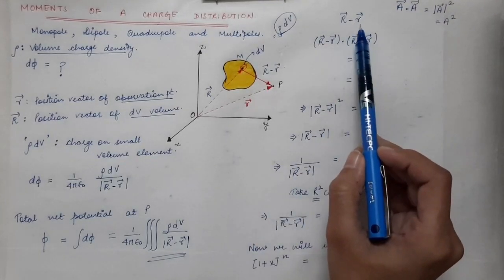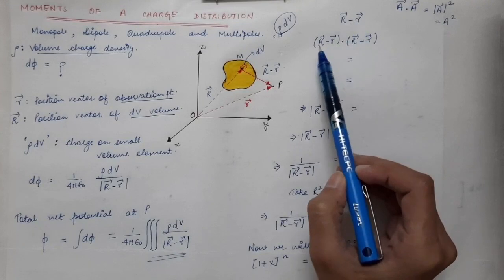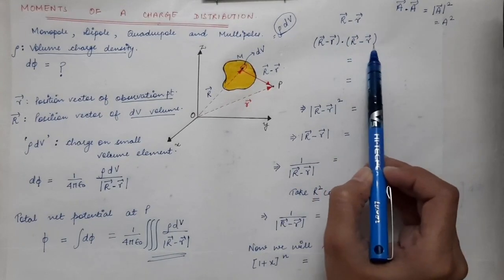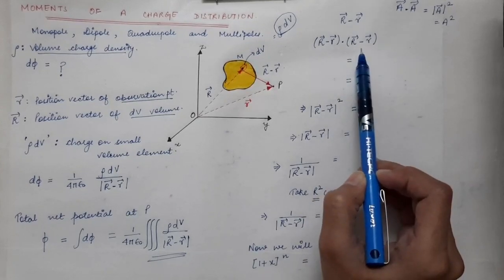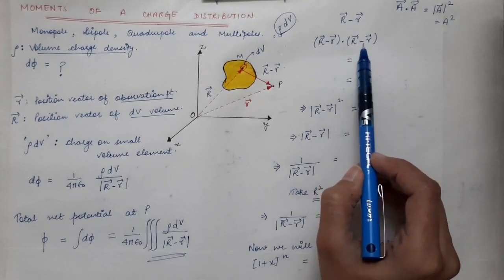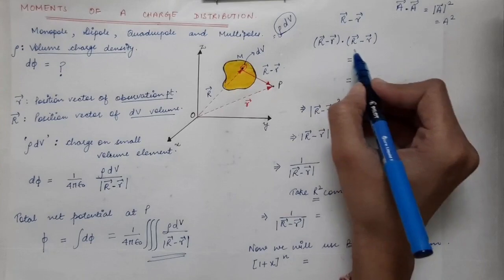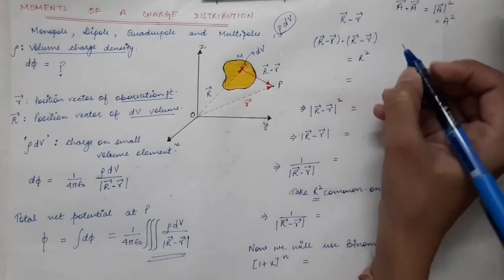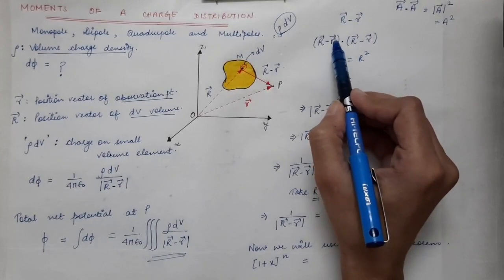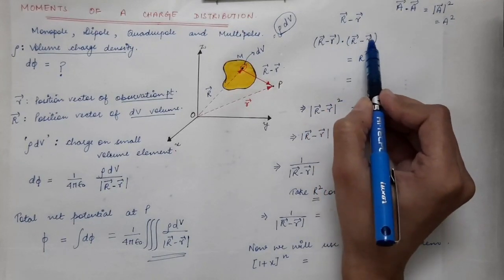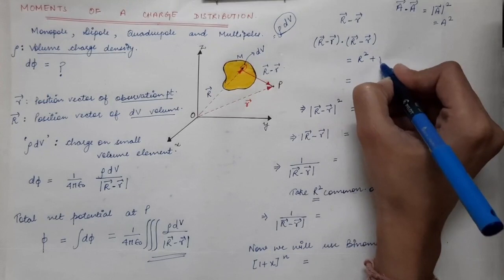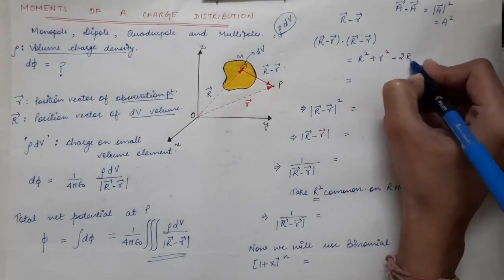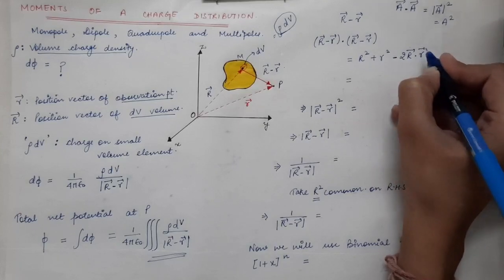So here also we are going to evaluate the same expression, R vector minus small r vector, and its dot product with itself. So on solving this dot product, you will get R vector dot product with R vector, which will be equal to R square. Then you will have minus of R vector dot product with minus of small r vector, which will be plus small r square. And then you will have minus twice of R vector dot product with small r vector.